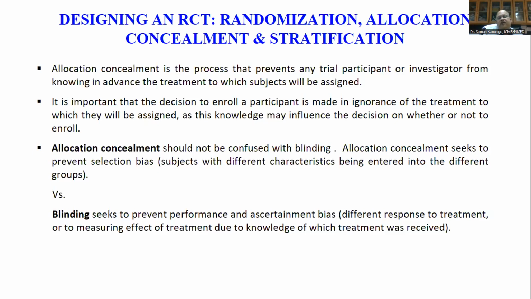Allocation concealment should not be confused with blinding. This is very important. Allocation concealment seeks to prevent selection bias, as I told you, subjects with different characteristics being entered into different groups, versus blinding, which seeks to prevent performance and ascertainment bias, like different response rates to treatment. If he does not get well, I am not sure whether he got the vaccine, the active one or not. Or it prevents bias in measuring the effect of treatment due to knowledge of which treatment was received. Is it clear? Concealment of allocation versus blinding.